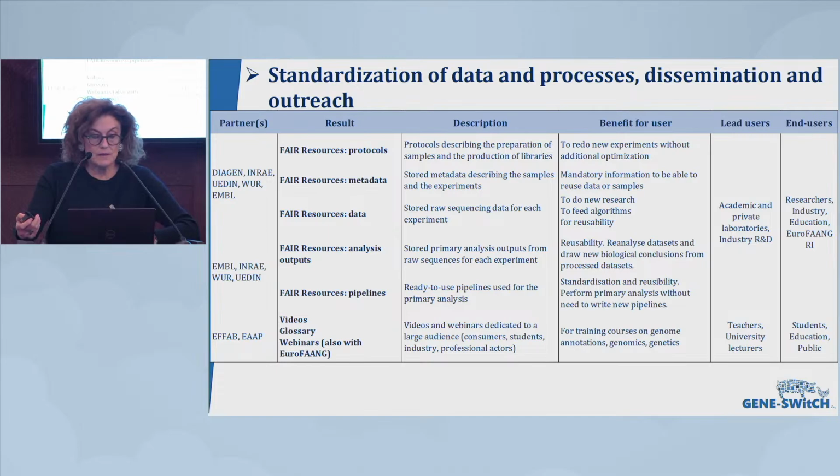And at the bottom you also see a synthesis, maybe not complete, of what dissemination and outreach is: videos, glossaries, webinars, also with the Eurofunge research infrastructure, because at some point these activities of dissemination and outreach could benefit from the collaborations and clustering that had taken place between all these projects. And these are support materials dedicated to a large audience: consumers, students, industry, professional actors, and so on. We think they are already being used, and they will be more useful in the future for training courses on genome annotations, genetics, genomics, and so on. And so it's a support for lead users like teachers, university lecturers, and users, of course, students, education, public.